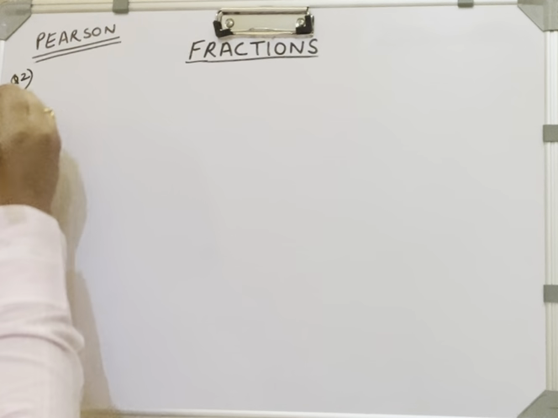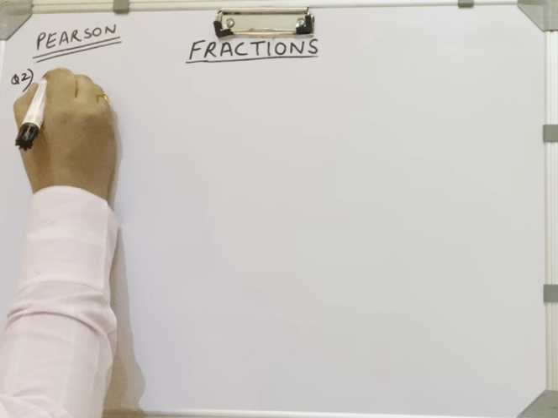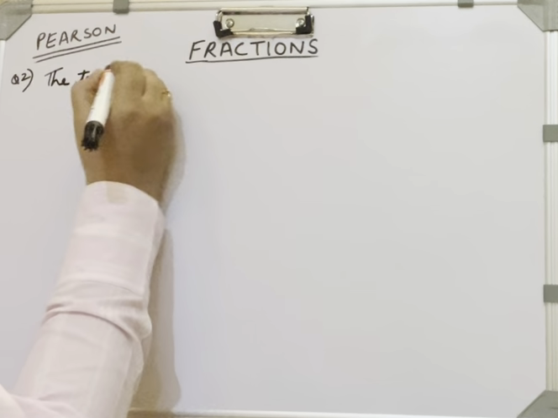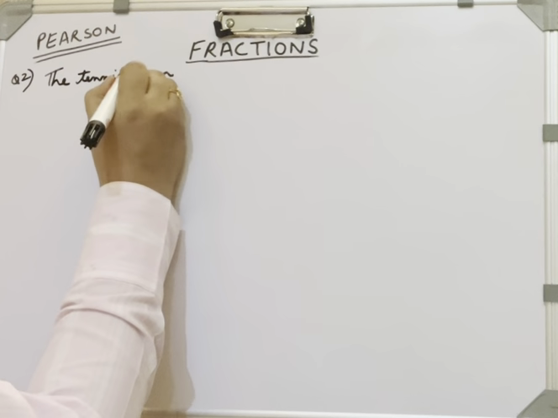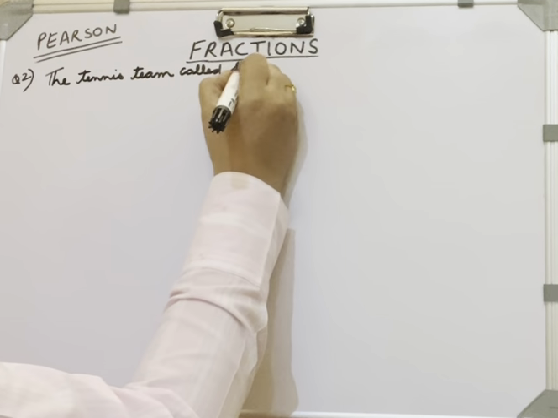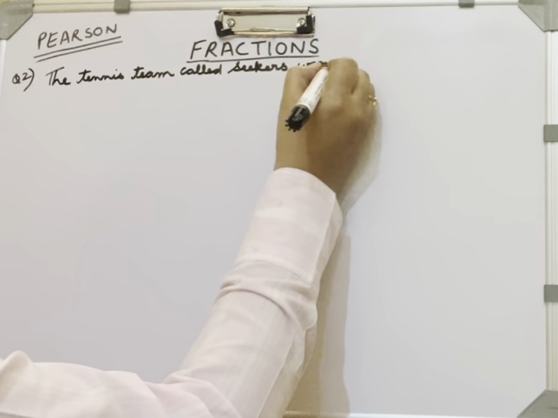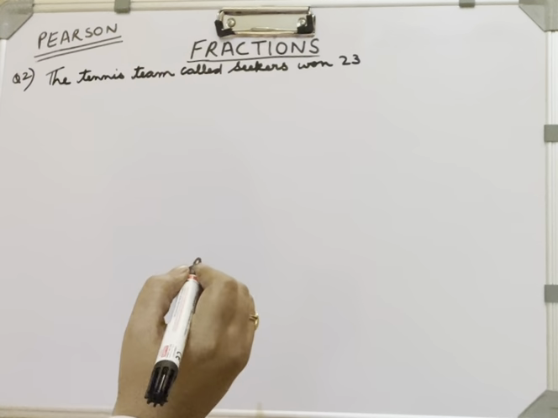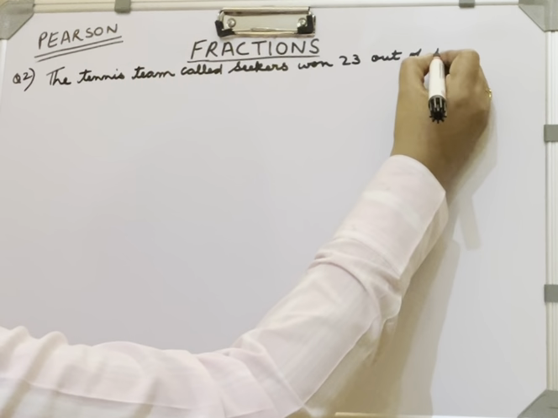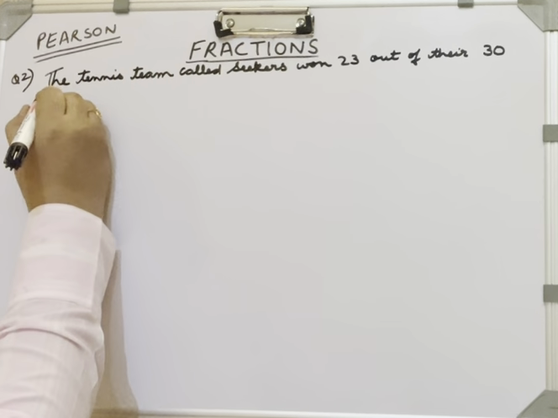So problem 2. Let me write the sum. The tennis team called Seekers won 23 out of their 30 matches.